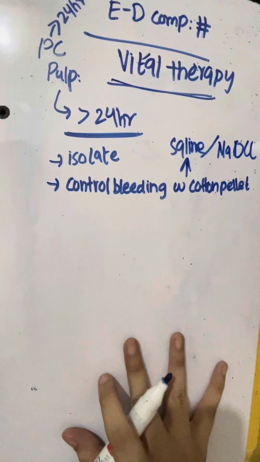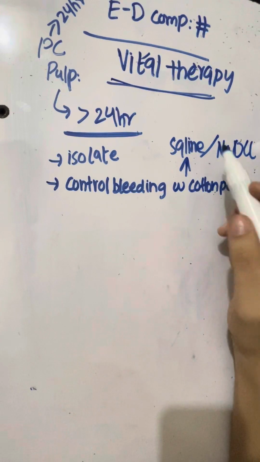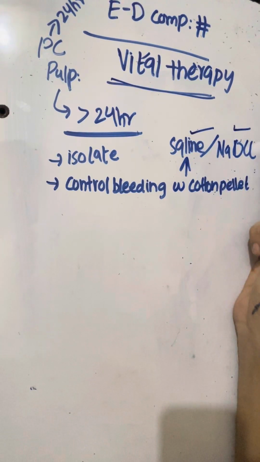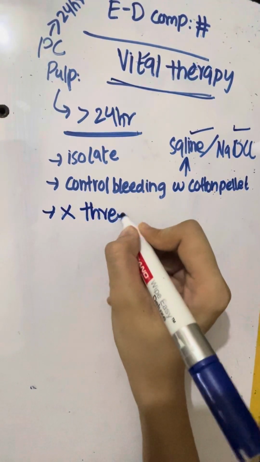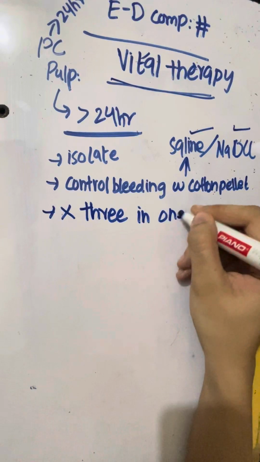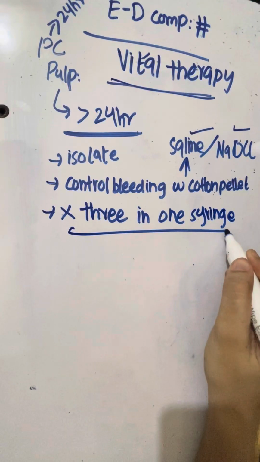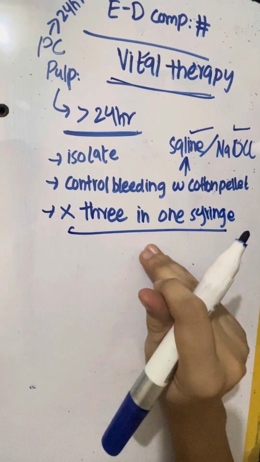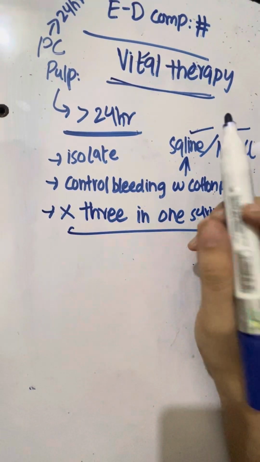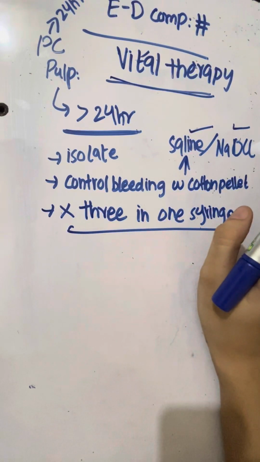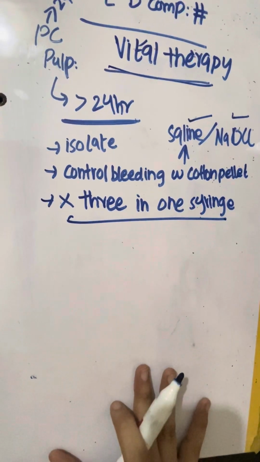So the first thing we will do in pulp capping, we will isolate the tooth, we will control the bleeding with the cotton pellet, which should be moistened with saline or sodium hypochlorite. We should not use the 3-in-1 syringe. The syringe which we use in OPDs for air and water, we should avoid using because it will induce microorganisms into the pulp.